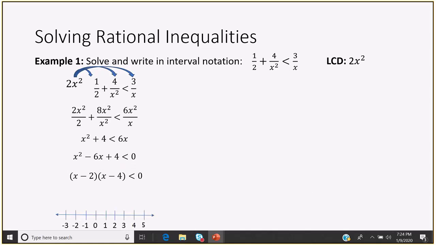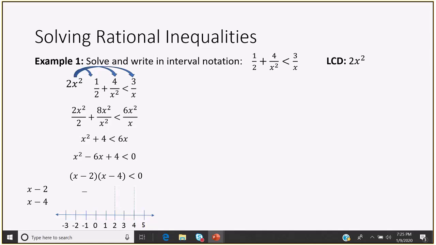Now I fall into that process that we've seen before. I have my two factors, and I'm going to find my critical numbers. My critical numbers are going to be 2 and 4. When I'm setting up my number line, I'm going to put dashed lines on 2 and 4. I get that from setting x minus 2 equal to 0 and x minus 4 equal to 0.